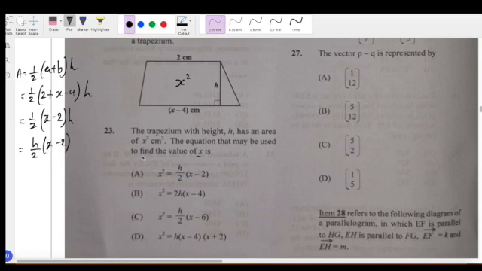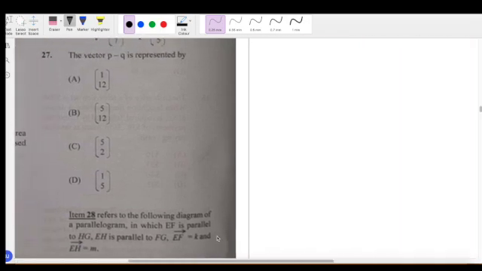Do I have that there? h on 2 into x minus 2, yes, that is what we have. And of course, x squared is the area, so the area there is x squared. h on 2 into x minus 2, anything else? No, that's it.